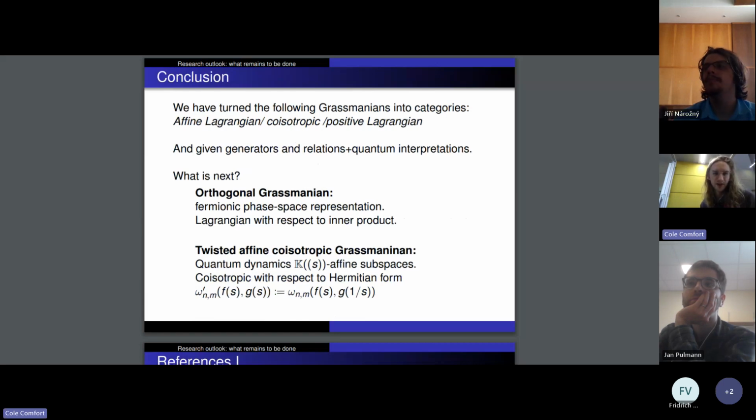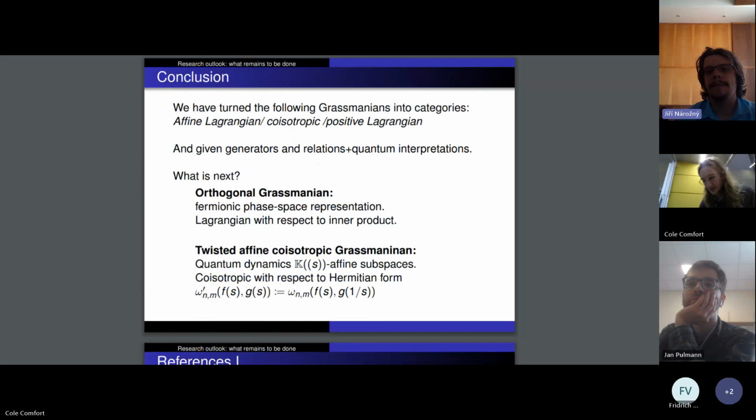So in particular, we've done this with affine subspaces, affine Lagrangian subspaces, affine coisotropic subspaces, and these positive affine Lagrangian relations. And at each step, this has given us different fragments of quantum theory, which we can interpret using our equational theories, which we've come up with. So my question is, what other Grassmannians are useful in quantum mechanics, and can we do the same things?